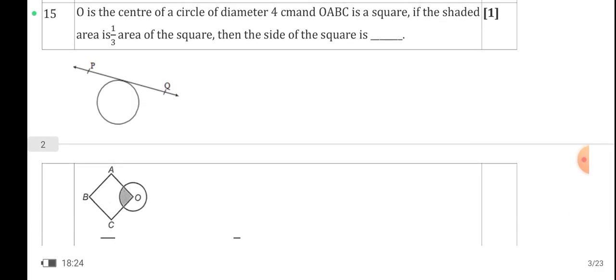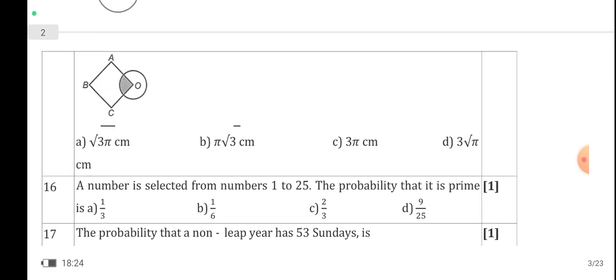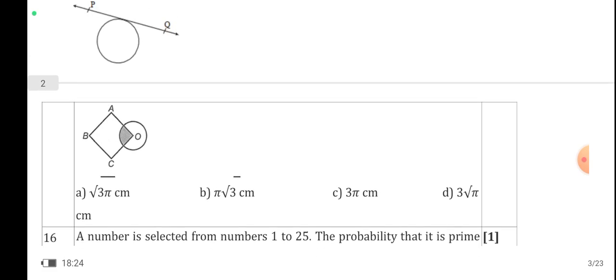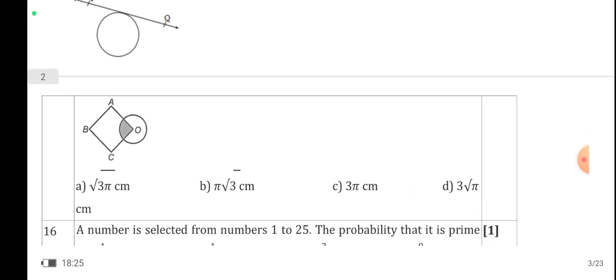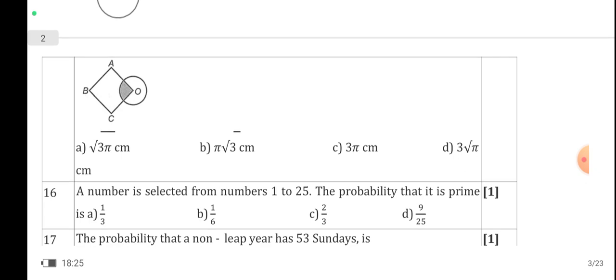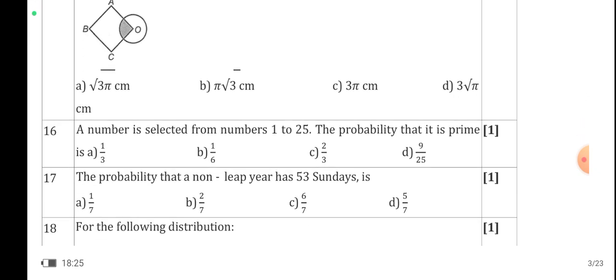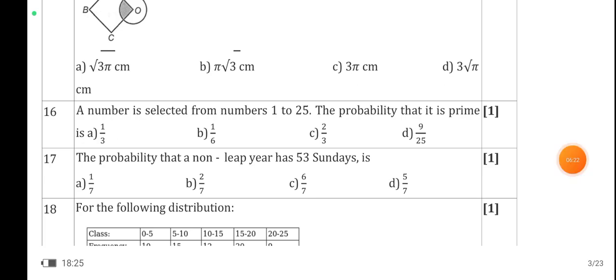Shaded area is 1/3 of the area of a square. Then what is the area of the square? You want to find the area of a square. How do you have to check? And an important thing, find the probability of it being a prime.